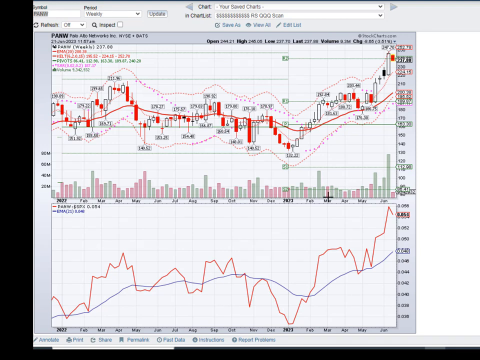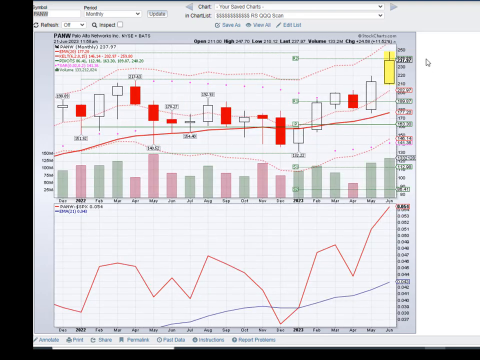Palo Alto Networks has also been a leader for the year, but not as clear a trend as we saw in NVIDIA. You can see we moved back above its moving average here, pulled back to it several times, both in March and in April, and then in May. You can see these two pullbacks here, and before it resumed to the upside, it's been very strong so far in June. In fact, it's up 11.5% so far in June, clearly a market leader.